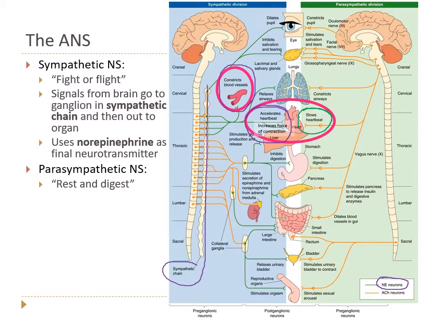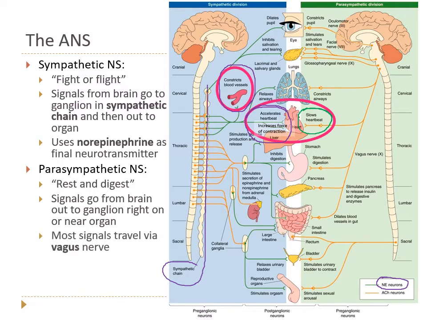So the parasympathetic nervous system, also remember, we don't have a sympathetic chain. The ganglion is out near the organ. So most nerve signals in the parasympathetic nervous system are traveling through this vagus nerve. And the neurotransmitter that we're going to use for parasympathetic is acetylcholine. Nice little review there.